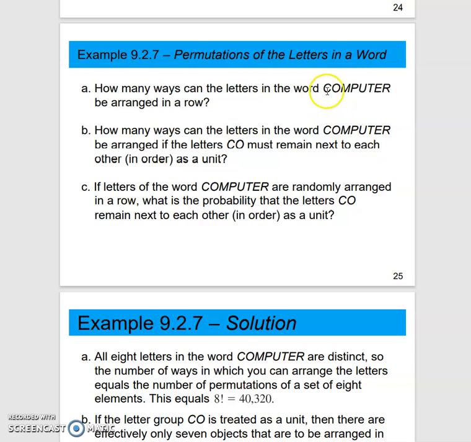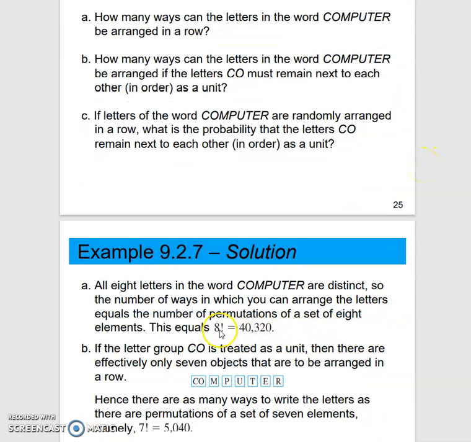So let's say we've got the word computer, and I'm going to note there that all of those letters are different. How many ways can we rearrange them? Well, there's 8 letters, so it's going to be 8 factorial, which is 40,320.